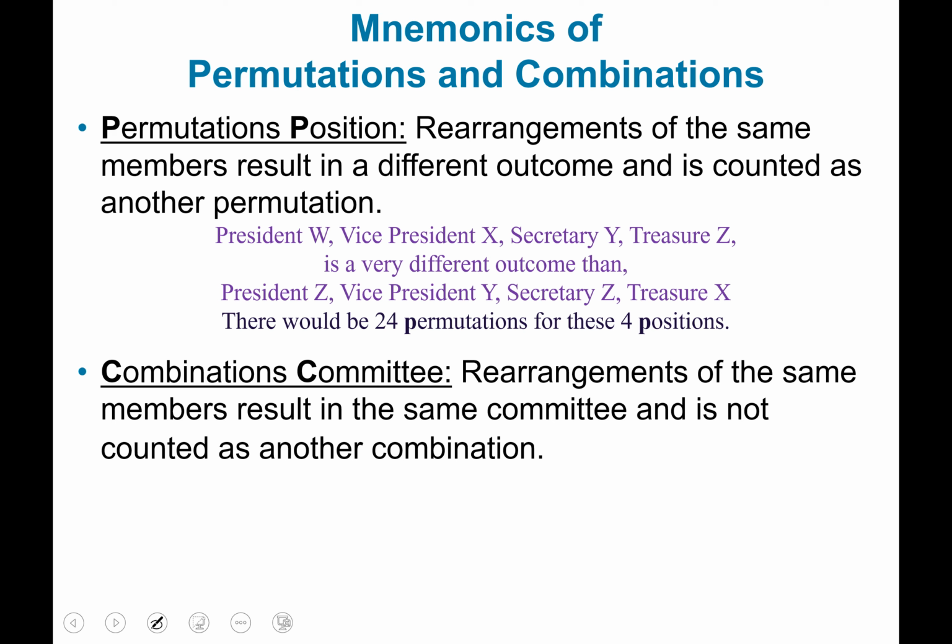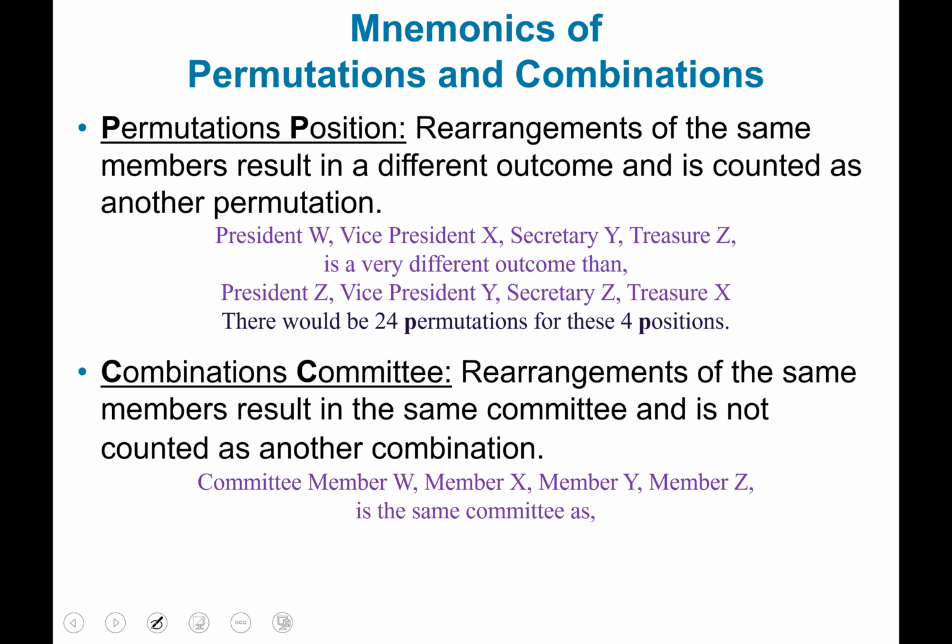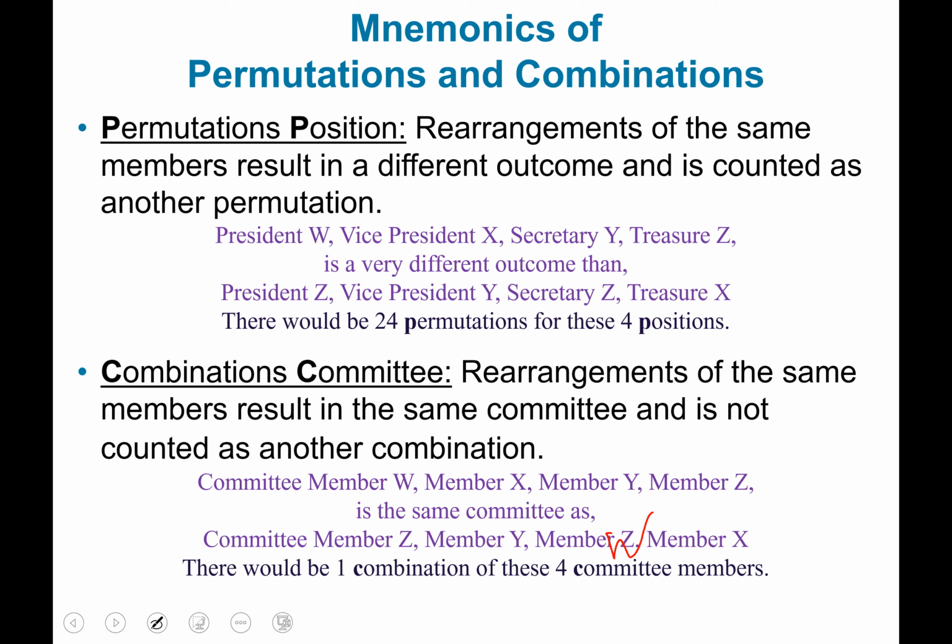Combinations and committees both start with the letter C. Rearrangements of the same members resulting in the same committee is not counted as another combination. So if you're talking committee members, W, X, Y, and Z, and then you rearrange them, you still have the same committee, Z, Y, W, X. It's the same committee of 4 people. The positions on the committee don't matter at this point, at least, as far as we know. So that would just count as 1 combination of these 4 committee members.